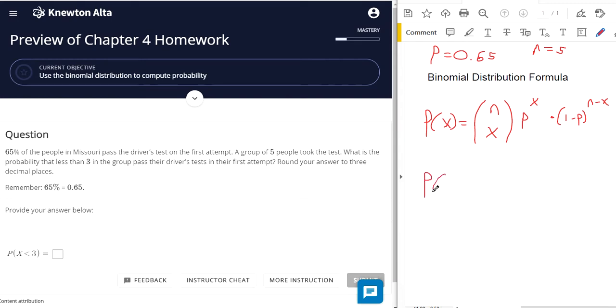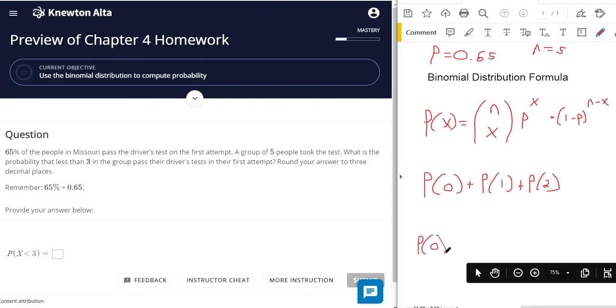So that means what's the probability that 0 pass, plus the probability that 1 person passes, plus the probability that 2 people pass, right? That's the event of less than 3. So 1 person out of the 5 people passes, 2 out of the 5, or 0 out of the 5. So that means you got to run the formula 3 times.